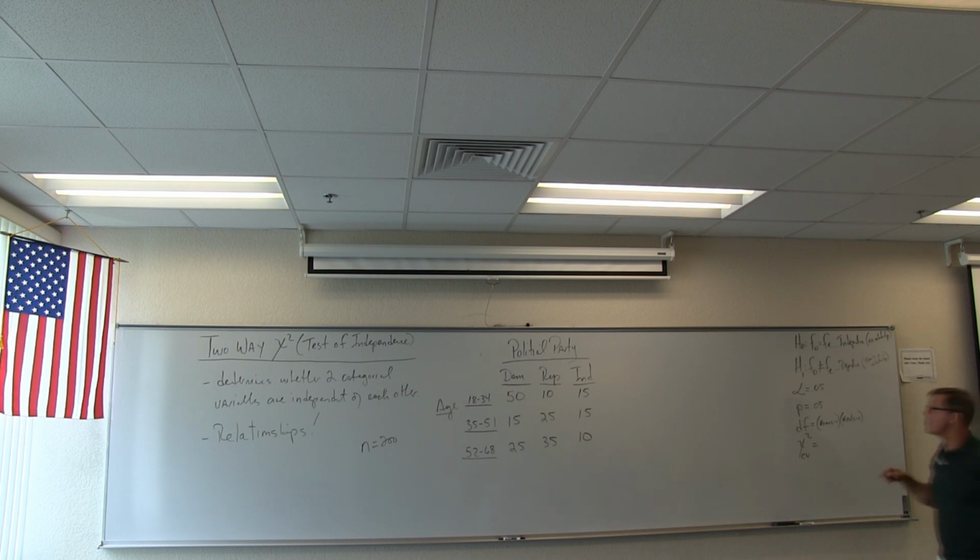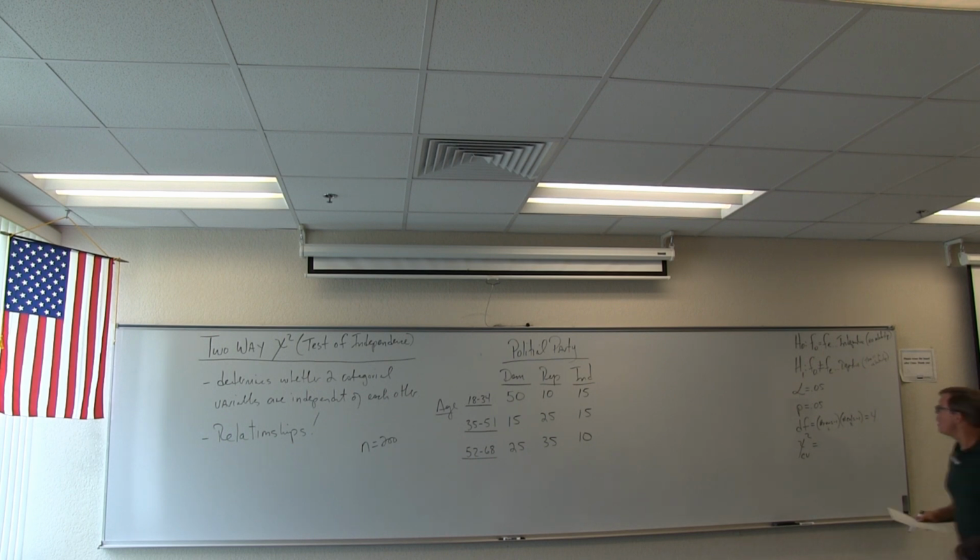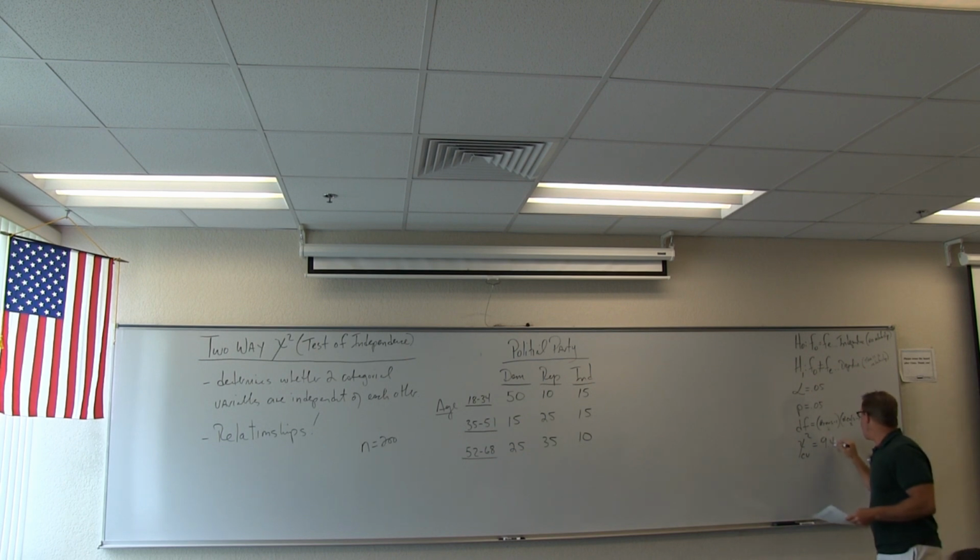Well, we have 3 rows, right? Minus 1 is 2. 3 columns minus 1 is 2. 2 times 2 is 4. We have 4 degrees of freedom, 0.05 alpha. We can find a critical value on page C23 of our textbooks. We go across the top to 0.05 and down the side to 4. And there's a number there. What is that number? 9.488.